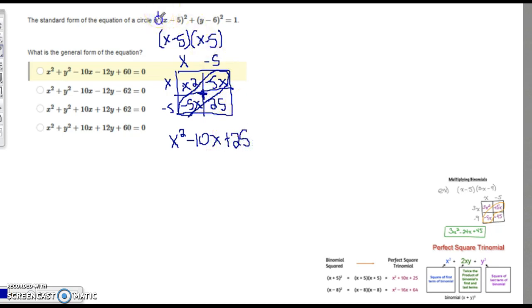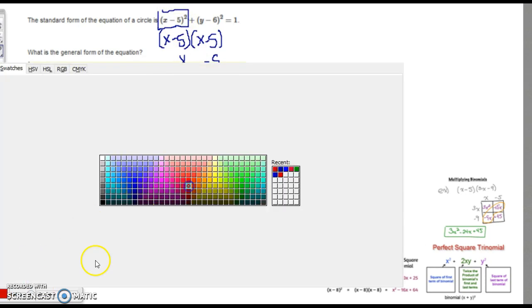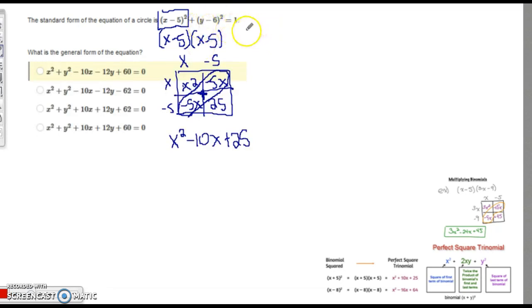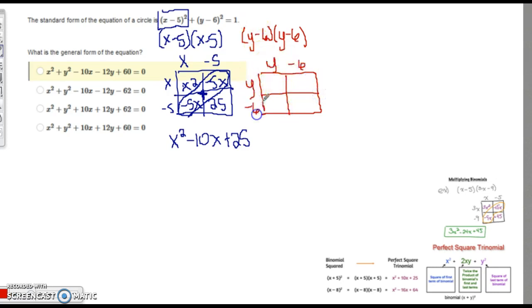So all I've done so far is I've taken this first piece here and I've multiplied it out. Now I'm going to take my second piece and multiply it out as well. I'm going to box multiply again. So y minus 6 squared is the same thing as having y minus 6 twice. So I'm going to draw my box, put y minus 6 on top, y minus 6 on the side, and multiply it out. Y times y is y squared. Y times negative 6 is negative 6y. This one's also negative 6y, and this one is positive 36. Combine your like terms. So you get y squared minus 12y plus 36.